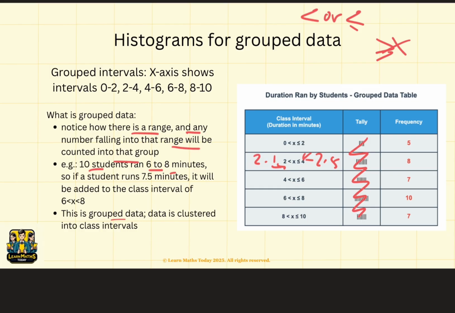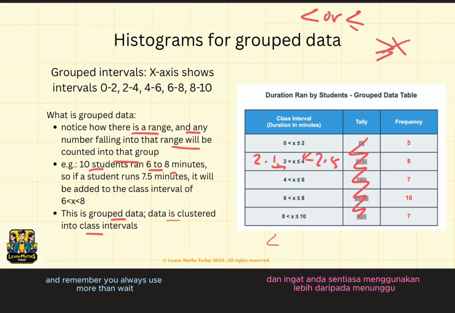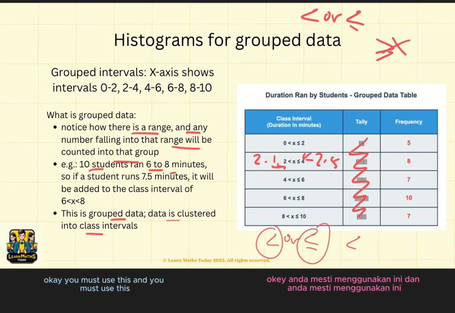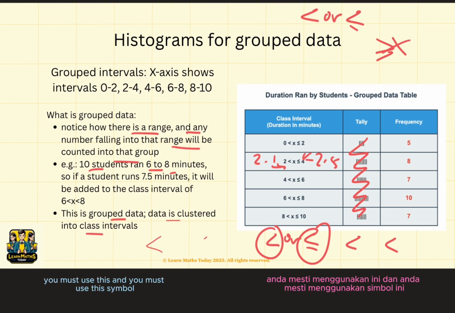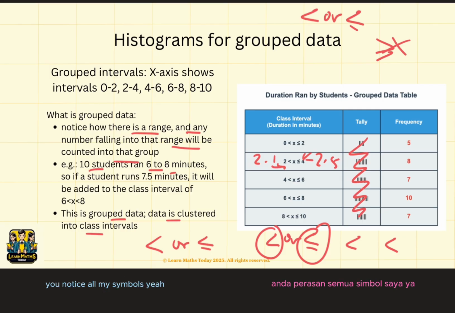This is grouped data, so data is clustered into class intervals. These are your intervals. And remember, you always use x is more than 8 and x is less than or equal to 10. You must use this symbol and you must use this symbol. You cannot use both the same single symbol. You notice all my symbols?